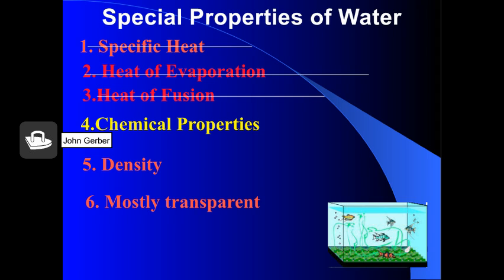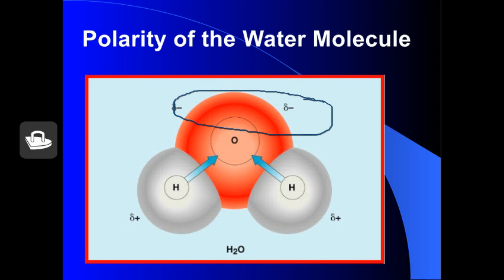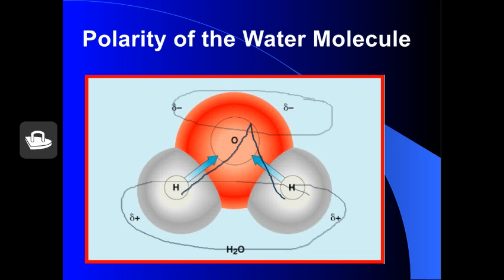All right, let's now move on to the chemical properties of water. Remember, water is a polarized molecule. The big oxygen molecule has a negative charge, and the two hydrogen atoms as part of the molecule are positively charged. Because the molecule is bent, it's said to be polarized.